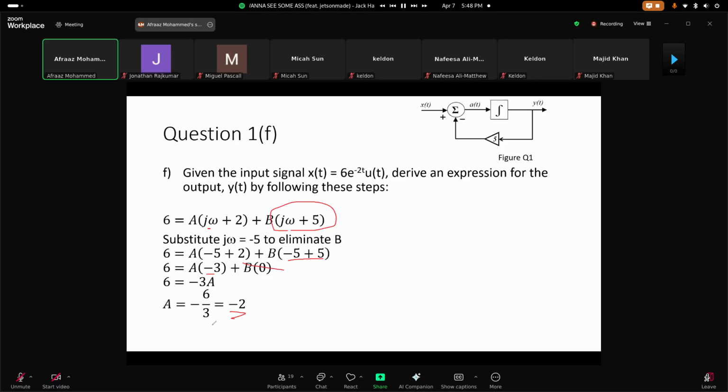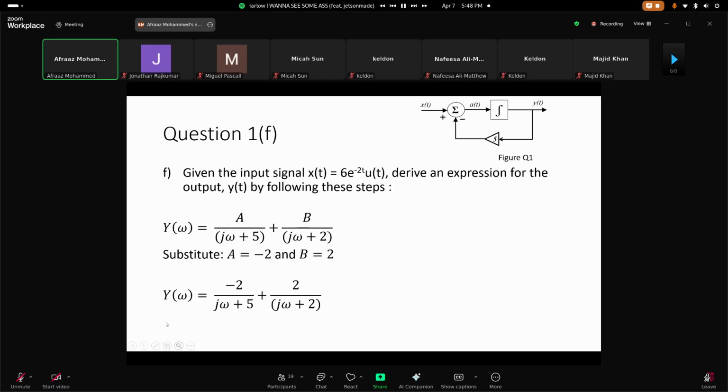So now that we have terms for A and B, we substitute them back into the original partial fraction format. Y of omega is equal to A over j omega plus 5, where A is minus 2, so that gives minus 2 over j omega plus 5, plus B over j omega plus 2, and B is 2, so that's 2 over j omega plus 2. When you do your partial fraction decomposition, this is what you will end up with.